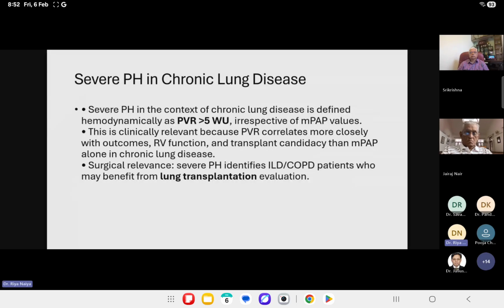Coming to severe pulmonary hypertension and chronic lung disease, severe PH in the context of chronic lung disease is usually defined as a PVR of more than 5 Wood units, irrespective of the MPAP values. This is clinically relevant because PVR correlates more closely with outcomes, RV function, and transplant candidacy than MPAP, especially in case of lung diseases. So severe PH identifies ILD, COPD patients who may benefit from lung transplant evaluation much earlier.